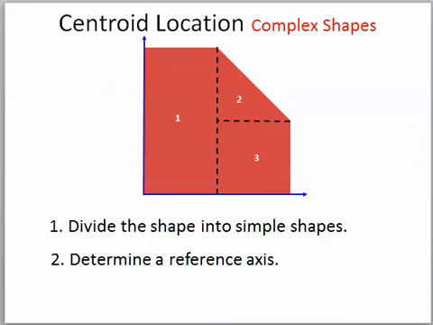Okay, what we have here then is an irregular shape, but we've divided this into 3 very simple shapes. We have a square over here on the left, or a rectangle actually. I don't know why I said square. There's our rectangle. Here's our square. And then right here's a right triangle. So we know how to find the centroid for each of those locations.